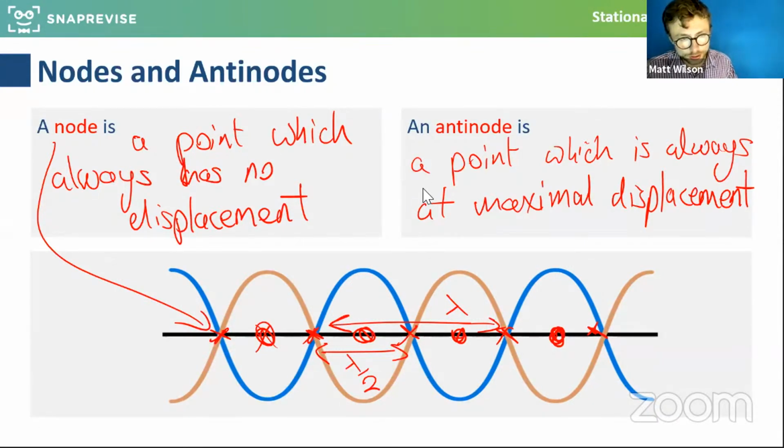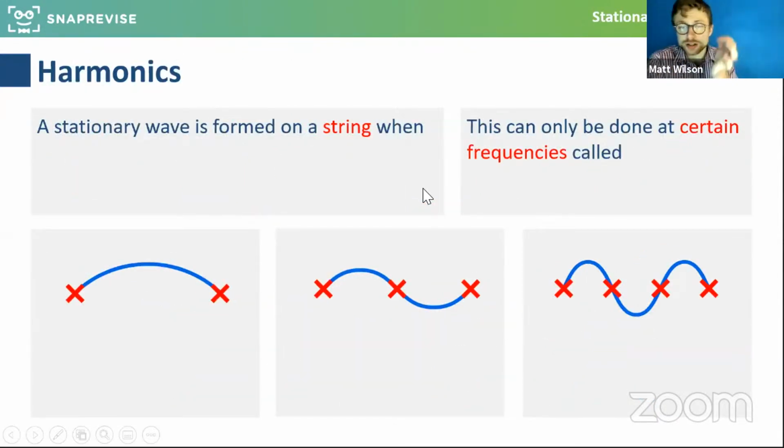So now we're going to talk about harmonics. What we're going to be talking about here are all the different types of stationary waves that you can make when you fix a particular length of string. A stationary wave can be formed on a string in the way that we saw before in the exam question. You pluck the string, it sends out two waves to the ends of the string where they're fixed, and then they get reflected back, move past each other, and make the stationary wave.